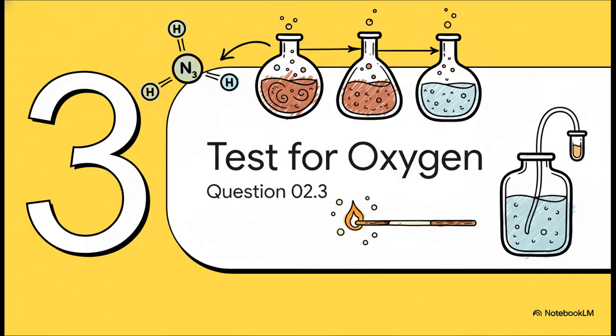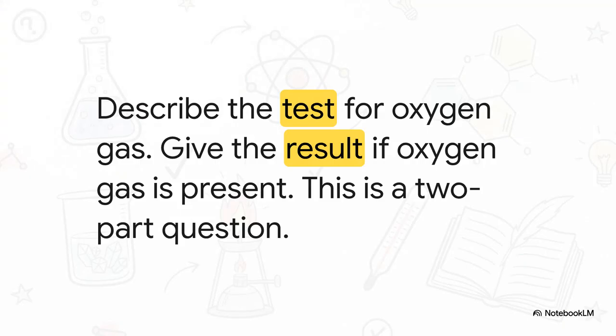All right, now the question takes a bit of a turn. We're shifting gears from making ammonia to using it to produce nitric acid. And this is where they test your knowledge of a standard lab procedure. Question 2.3 is a classic 2-marker, and it's one where it's so easy to accidentally drop a mark. You have to answer both parts. First, describe the test for oxygen gas, and second, give the result if oxygen gas is present.